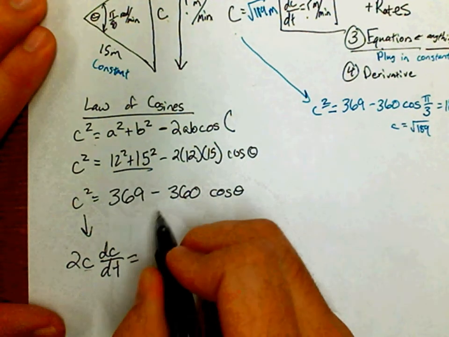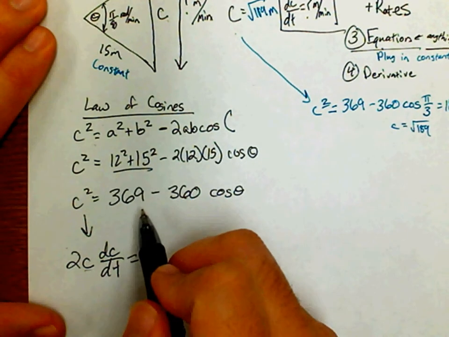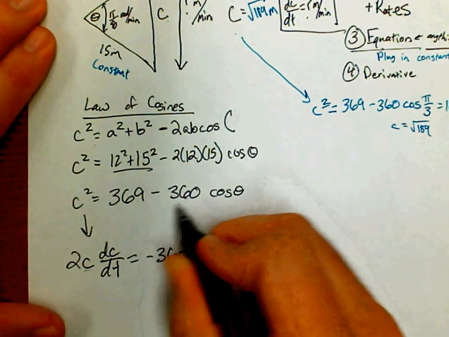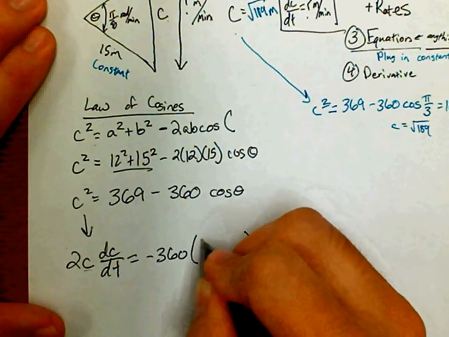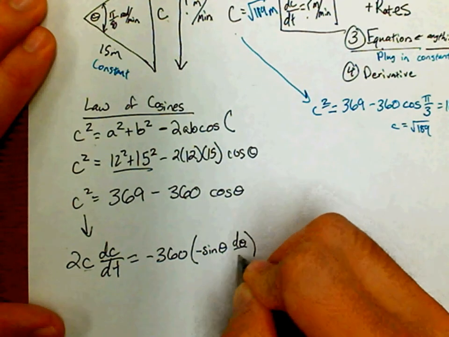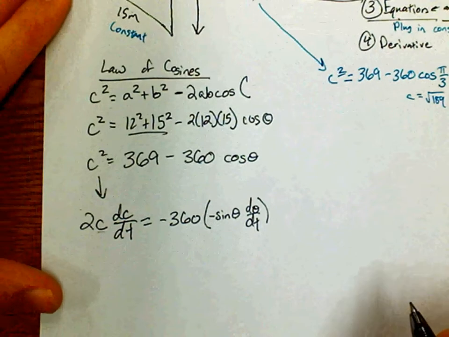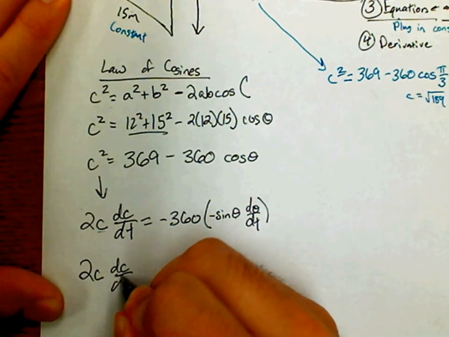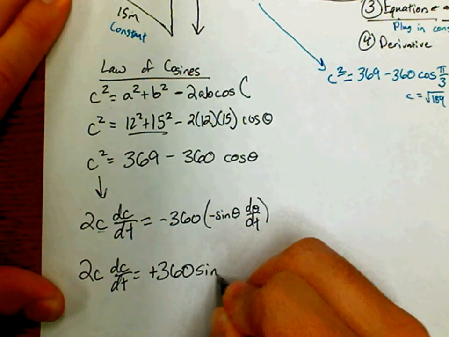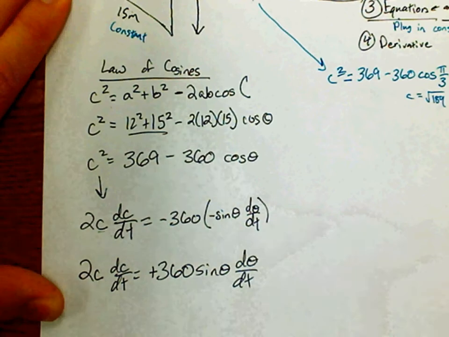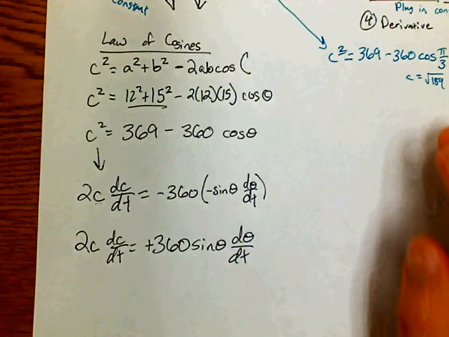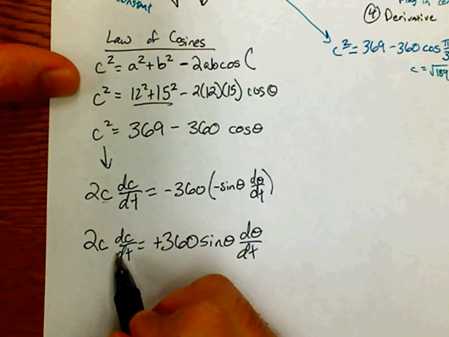If I plugged in my constants already, this 369 is going to go away. Not this 360, though. That's a coefficient. I'm going to say negative 360 times the derivative of the cosine theta. Well, the derivative of cosine theta will be negative sine theta times the derivative of the theta, which is d theta dt. Let's clean it up. 2c dc dt equals, the negatives will cancel. And I'm solving for, what was it, dc dt? Let's go ahead and get that dc dt by itself. Let's divide the 2c.